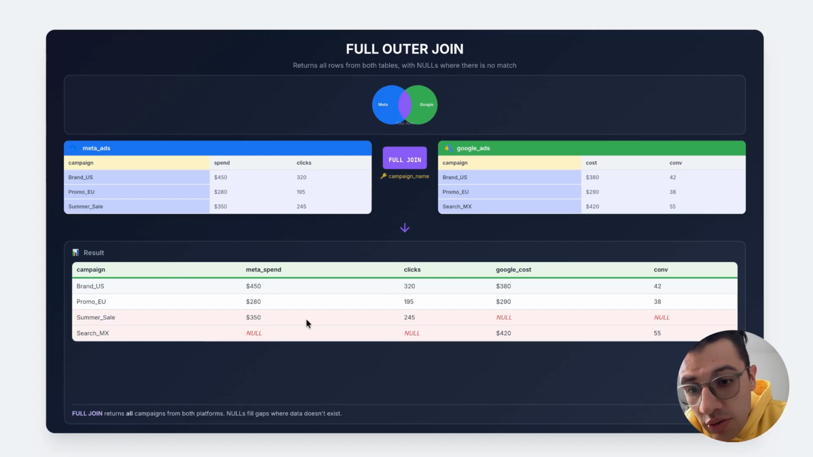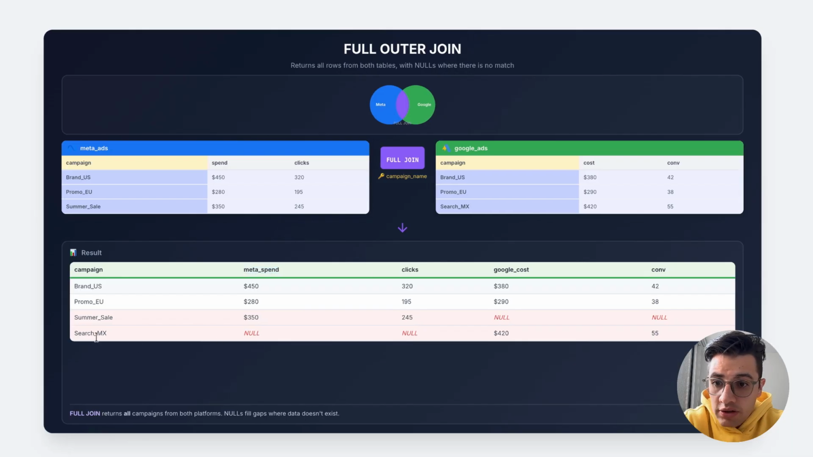So let's take a look at the null values. Since we are bringing everything, in the summer sale, in the columns that come from the Google Ads table, we have null values because this summer sale campaign doesn't exist in the Google Ads table. And in the Search Mexico campaign, we have null values in the columns that come from the meta ads table, that are meta spend and clicks, because this Search Mexico campaign doesn't exist inside the meta ads table.